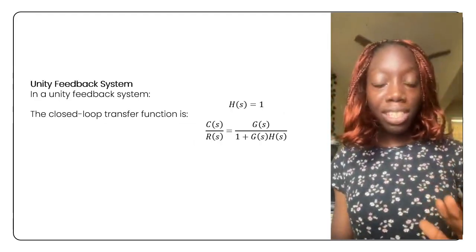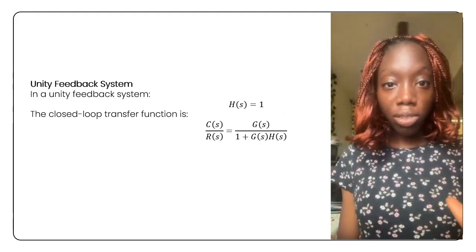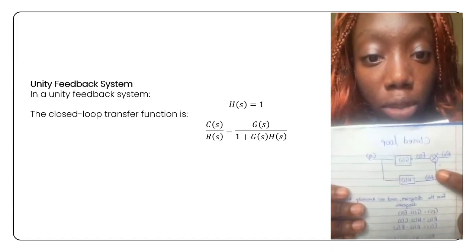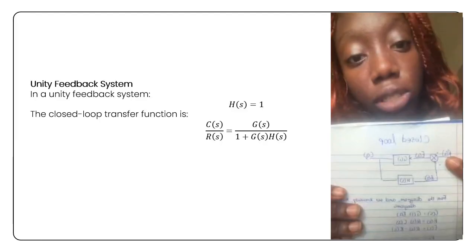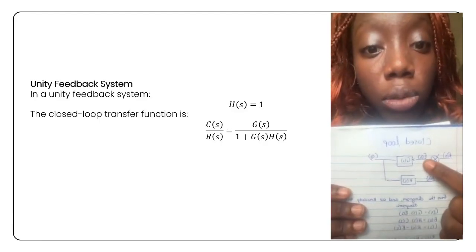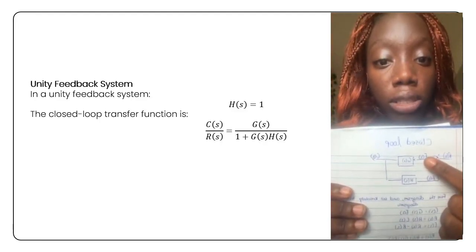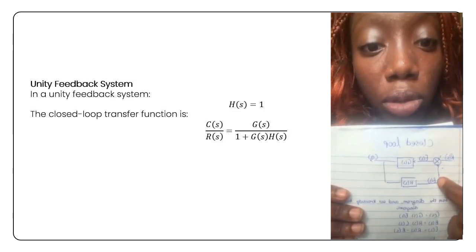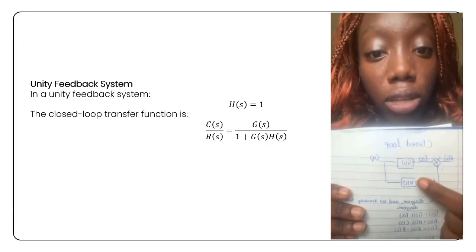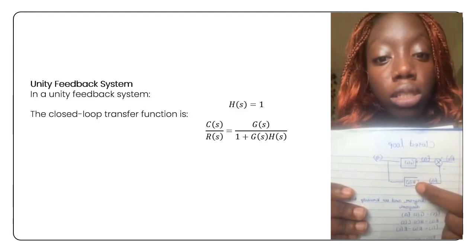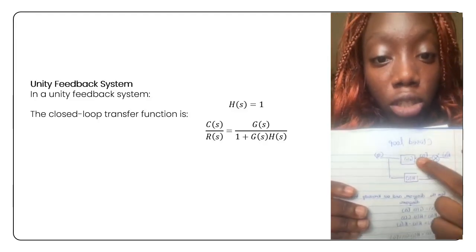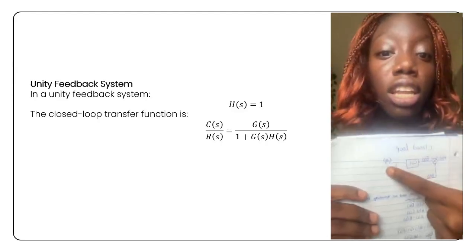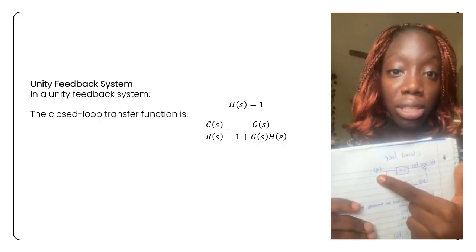Hello, so I'll be presenting on the closed loop transfer function. The usual closed loop block diagram looks like this. We have our R(s), which is our reference input, our E(s), which is our actuating signal, our B(s), which is our feedback signal, our H(s), the feedback transfer function, G(s), our forward path transfer function, and then our C(s), which is our output signal.